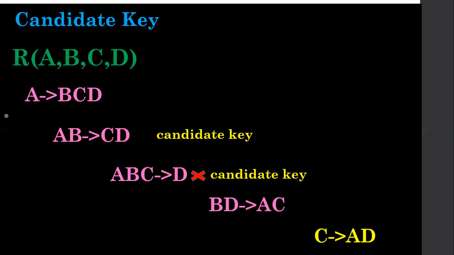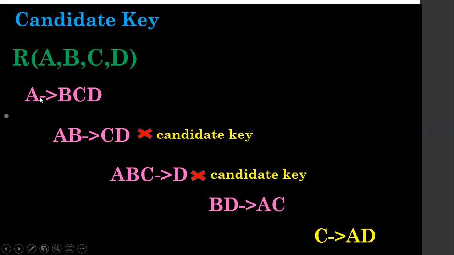So AB is not minimal. AB is not a minimal super key. We have another smaller subset, proper subset, which can behave as a super key. Then no need to use AB as a super key nor as a candidate key. So AB is not a candidate key.